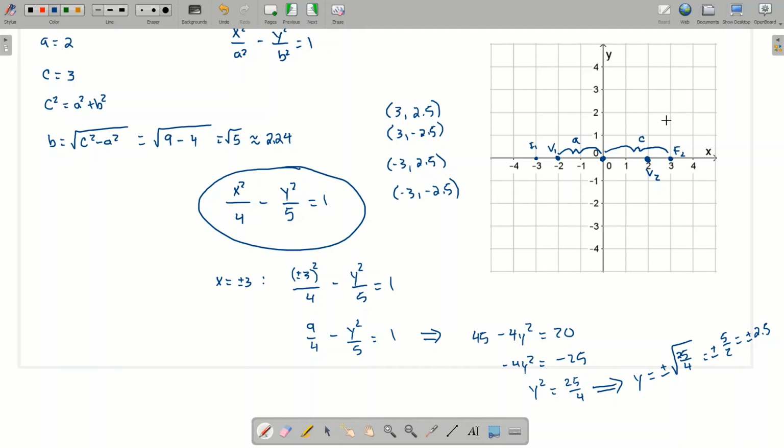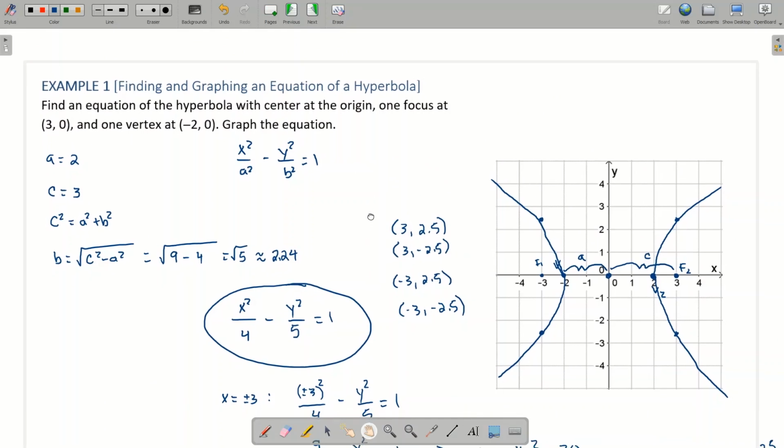Okay, so that gives us additional points to graph here. So we're going to go up 2.5. We're going to go down 2.5 from that focus point. Then go up 2.5 here, and down 2.5, and then connect those points together to get your hyperbola. All right, and I think that's all they asked for on this particular example.